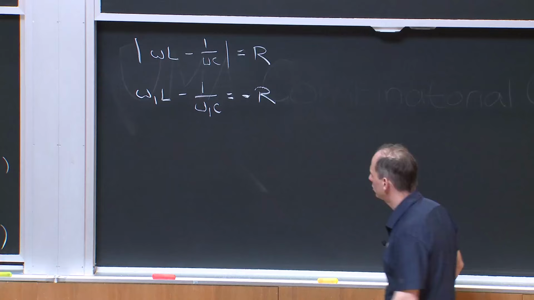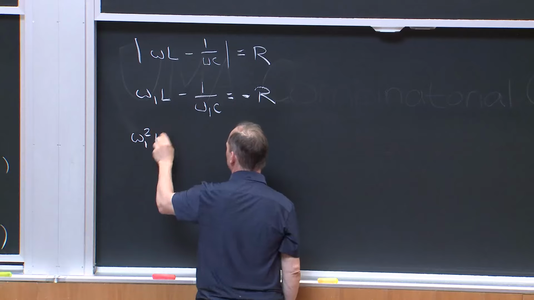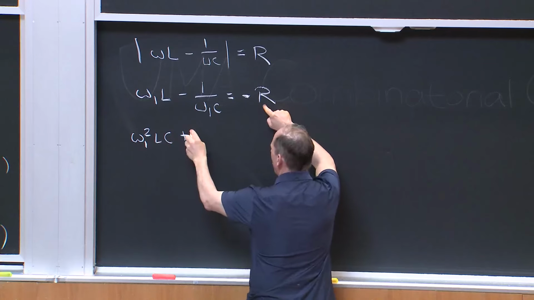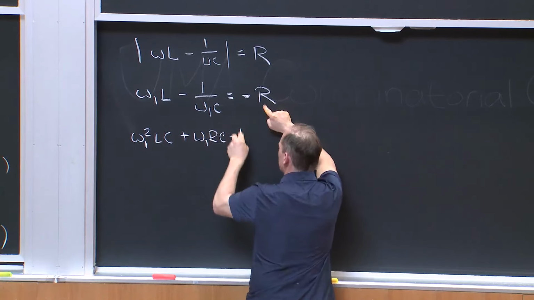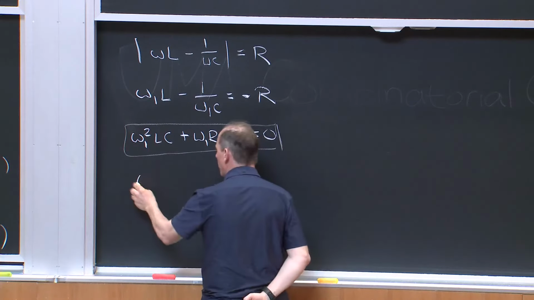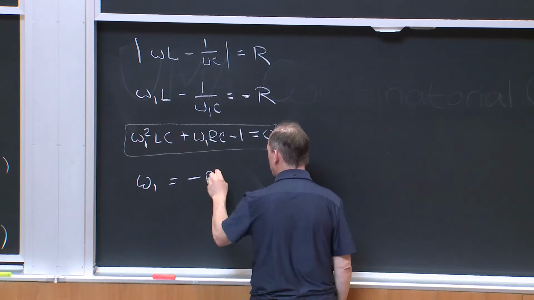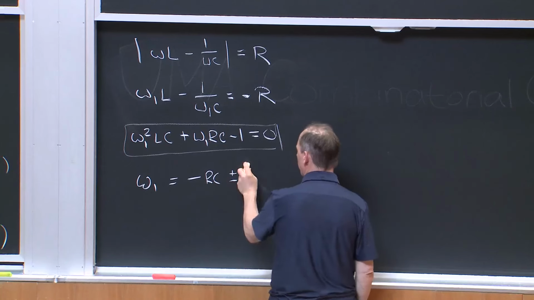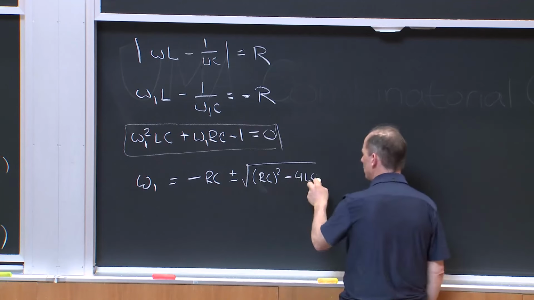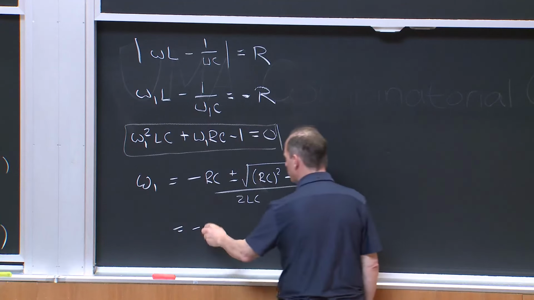Okay? So if I multiply through by this, then I get omega 1 squared LC plus omega 1 RC minus 1 is equal to 0. So that's the equation that's going to define it. That gives me omega 1 is equal to minus RC plus or minus the square root of RC quantity squared minus 4LC, all over 2LC, which gives me minus R over 2L.